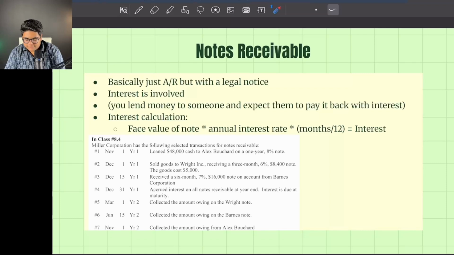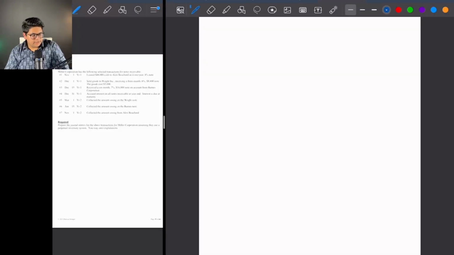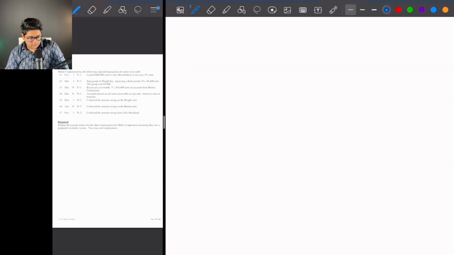Let's do 8.4. Okay, so entry 1. The Miller Corporation has the following selected transactions for notes receivable. So entry number 1, they have loaned $48,000 of cash to Alex Bouchard on a 1-year 8% note. So what's going on is that they loaned cash to someone. So they're going to credit cash. We know that for sure, right? If they loan cash, their cash is decreasing, and this amount was $48,000. We got rid of 48K cash, and now we need to collect this amount, right? Because we're not giving it away for free. So we're going to have a notes receivable.